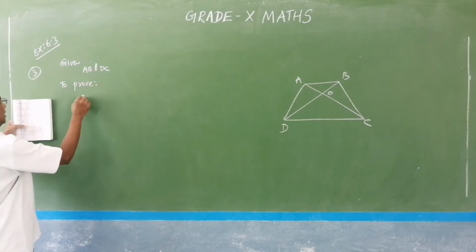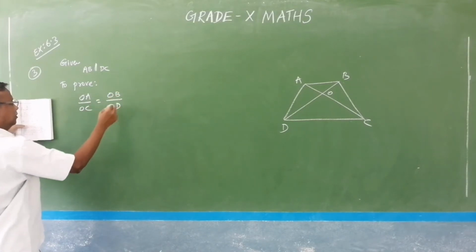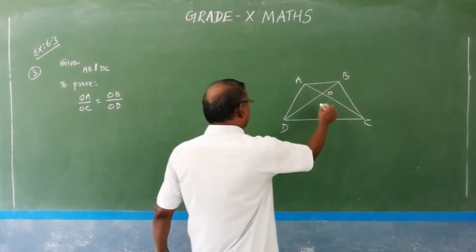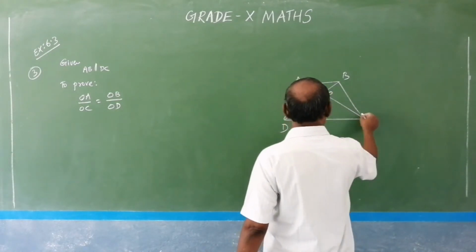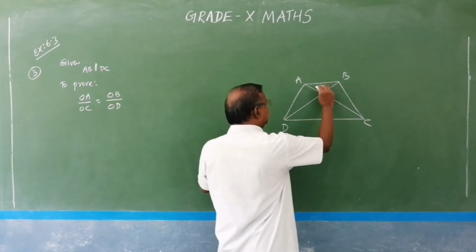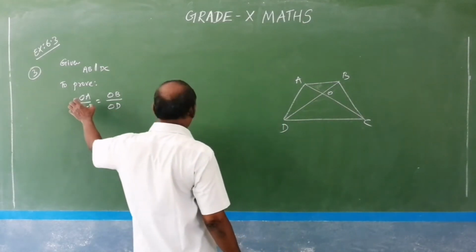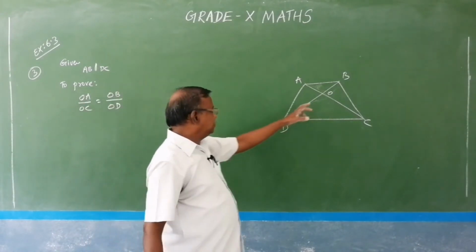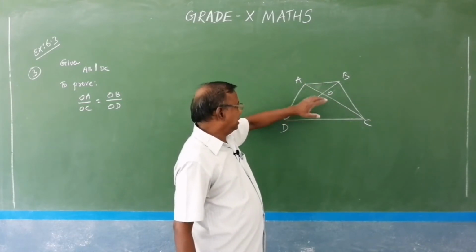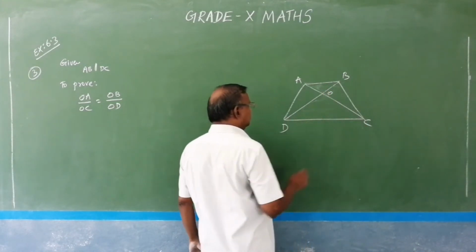To prove OA by OC equals OB by OD. OA is here, OC, and OB by OD. That means this ratio covers two triangles, that is AOB and COD. Look here, OA by OC and OB by OD, these lines cover these two triangles. So consider these two triangles ABO and CDO.